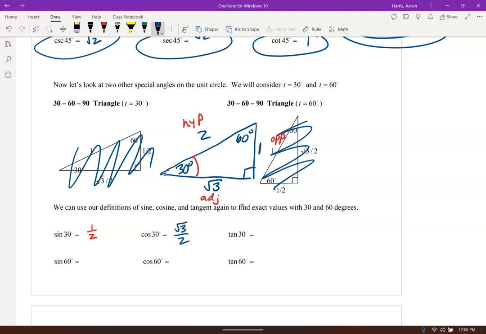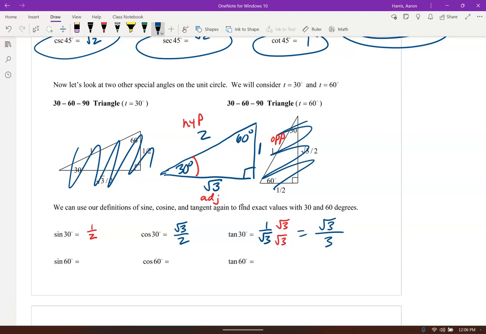Tangent of 30 would be opposite over adjacent. So 1 over root 3. Now we got to rationalize that. Can't have that square root on the bottom. So we end up with square root of 3 over 3. Square root of 3 times square root of 3 is 9, or 3.